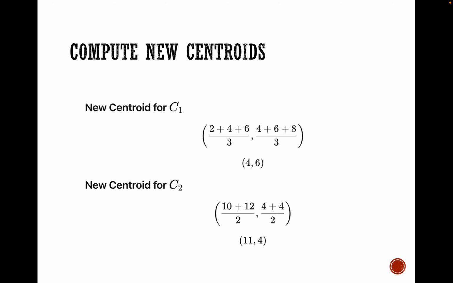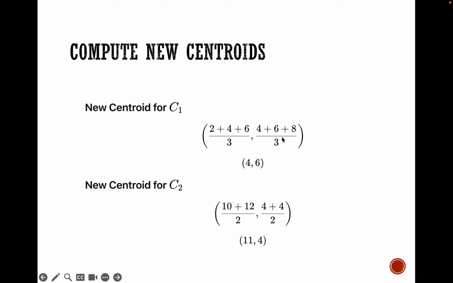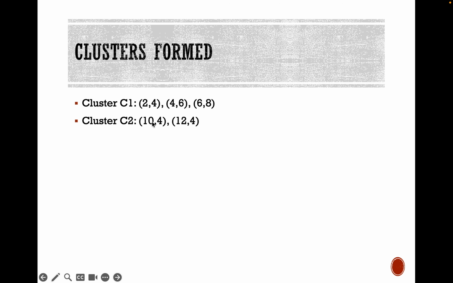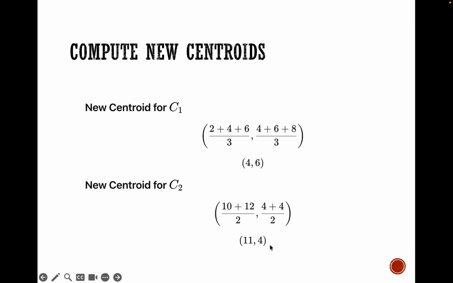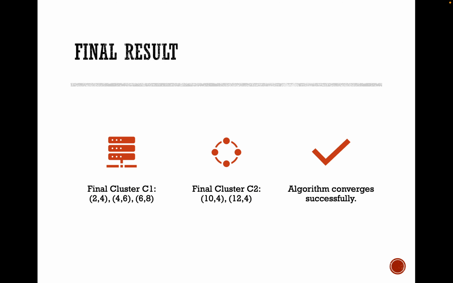Now for this we have to find the centroid. So here you can see 4 plus 2 plus 4 plus 6 and 4 plus 6 plus 8 you have to do. So this is how you will get the centroid, divided by 3, so it is 4, 6. The same way 10 plus 12 and 4 plus 4 divided by 2, so it will be 11, 4. This is your new centroid for the existing clusters. So there's a new centroid, and the final answer will be these are the two clusters.